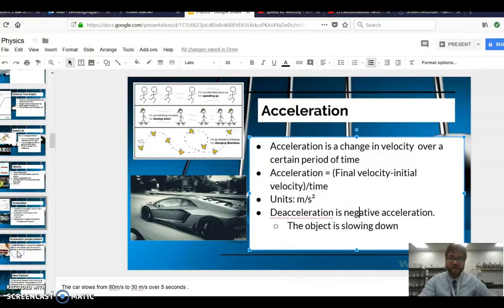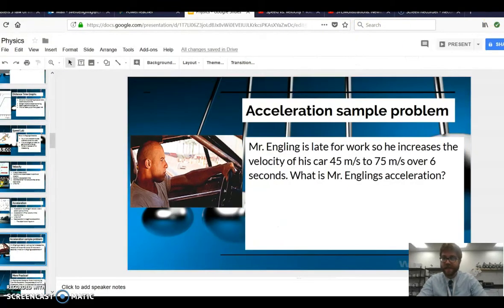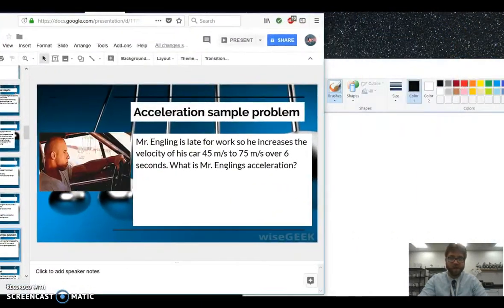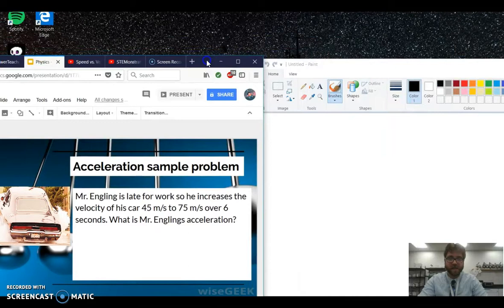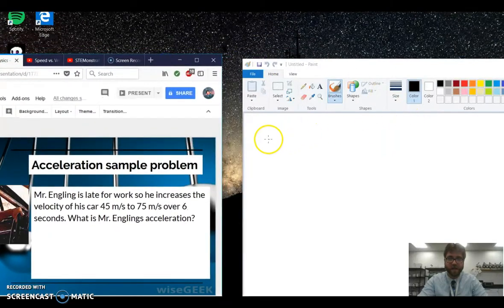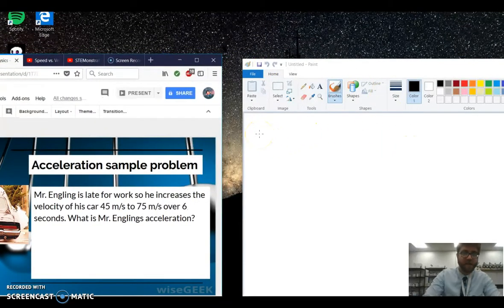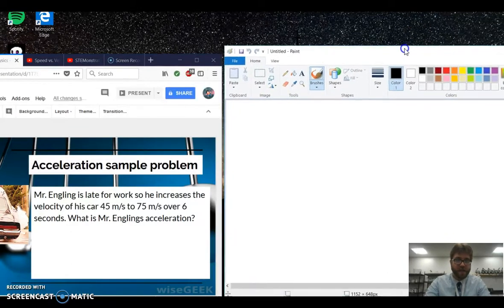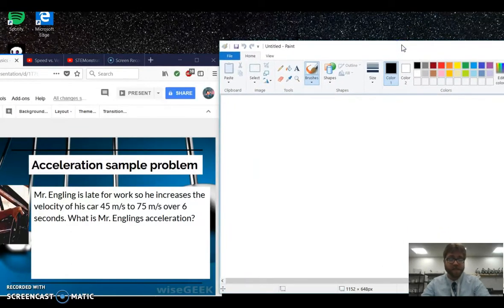All right, so now that I've talked about it, let's look at a sample problem here. Let me move this over, and let me get out my MS Paint. Perfect. All right, so Mr. Engling is late for work, so he increases the velocity of his car from 45 meters a second to 75 meters per second over 6 seconds. What is Mr. Engling's acceleration?